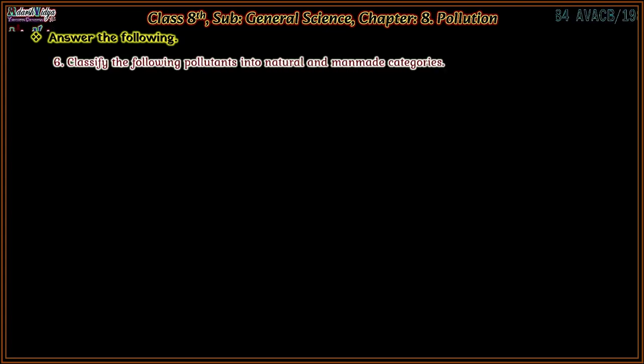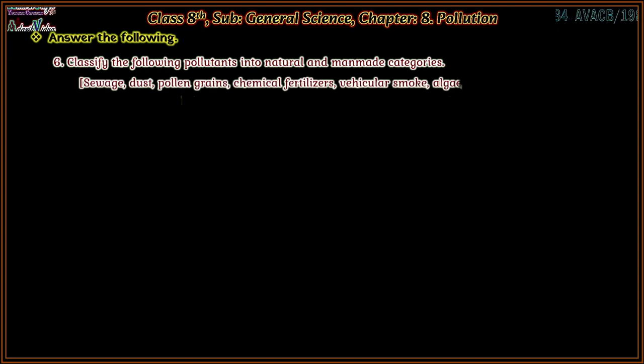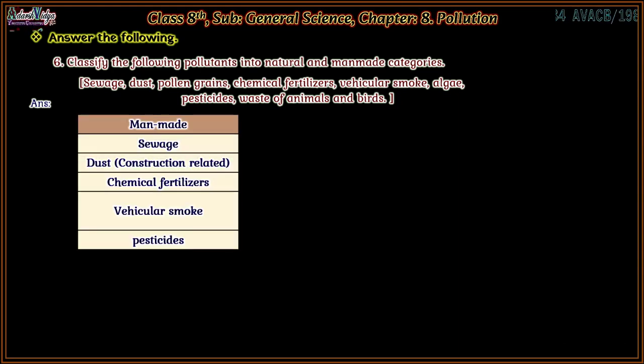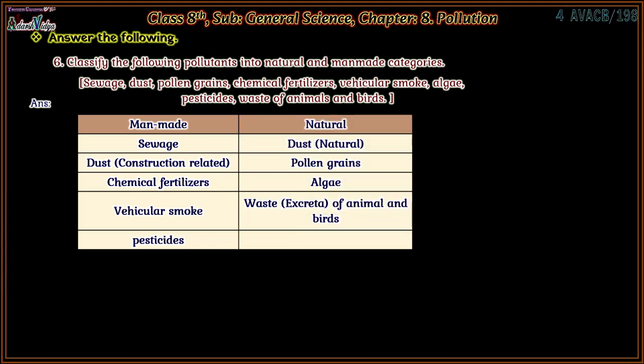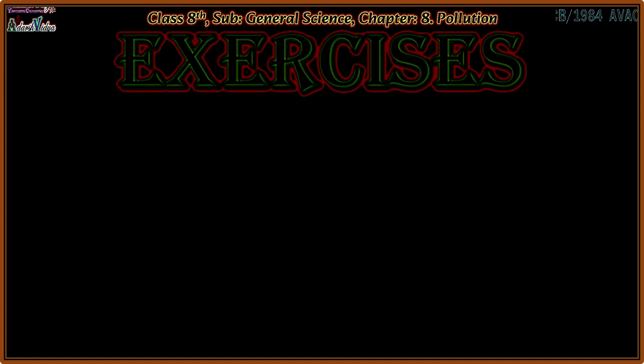Let's see the last question of this chapter. Classify the following pollutants into natural and man-made categories: sewage, dust, pollen grains, chemical fertilizers, vehicular smoke, algae, pesticides, waste of animals and birds. Answer: man-made pollutants are sewage, dust from construction, chemical fertilizers, vehicular smoke and pesticides. Natural pollutants are dust, pollen grains, algae, and waste or excreta of animals and birds.